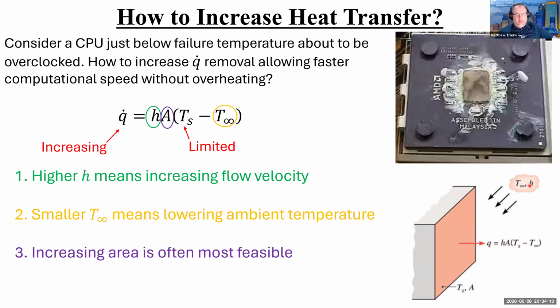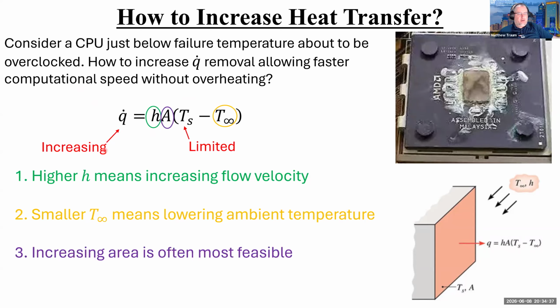You've got some sort of air, usually driven by a fan, so forced convection, blowing over the surface. And so we're reliant upon Newton's law of cooling for forced convection. Q is equal to h A (T surface minus T infinity) to drive heat transfer away from the surface and keep the underlying chip cool. And so if you look at this equation, what dials do you have to turn?